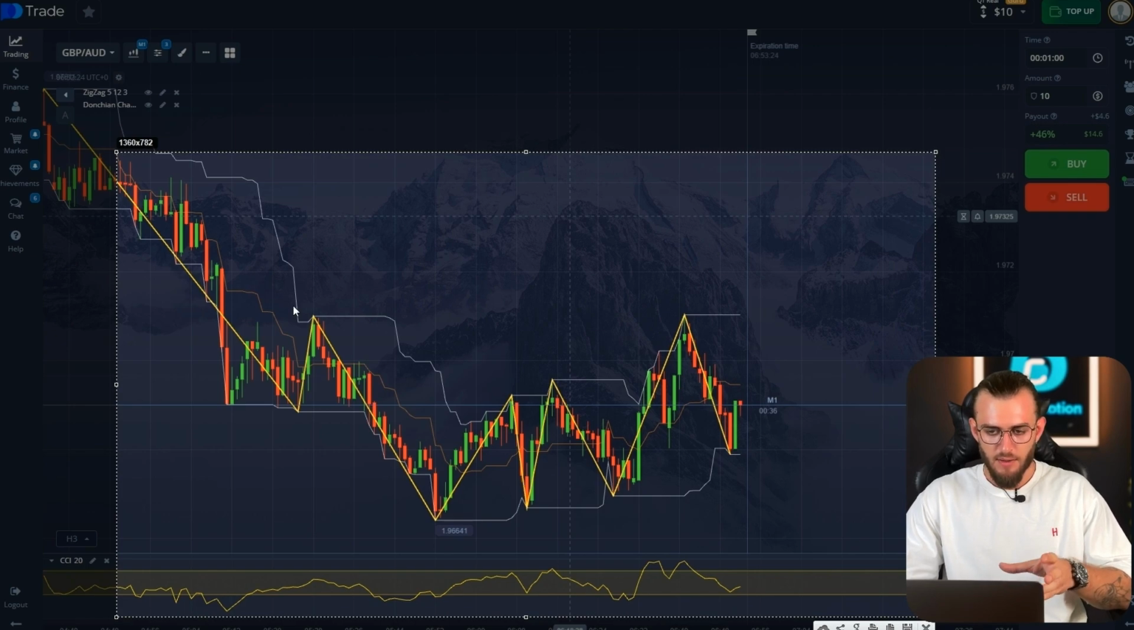Pay attention to these bounces off the Donchian channel. When they appear, you should expect the chart to reverse in the opposite direction. Such signals appear quite often, and the market almost always changes its direction. Super. There will be many such moments. Here's another signal. Look, the price was falling and bounced off the central line. After that, it went up. Also an excellent entry point into the market.